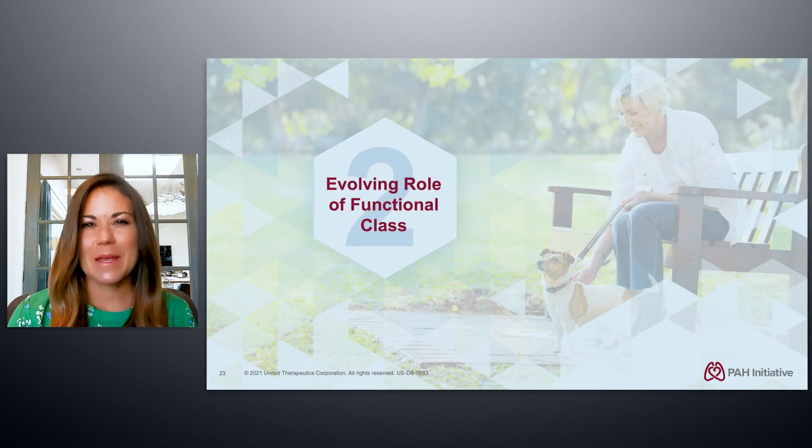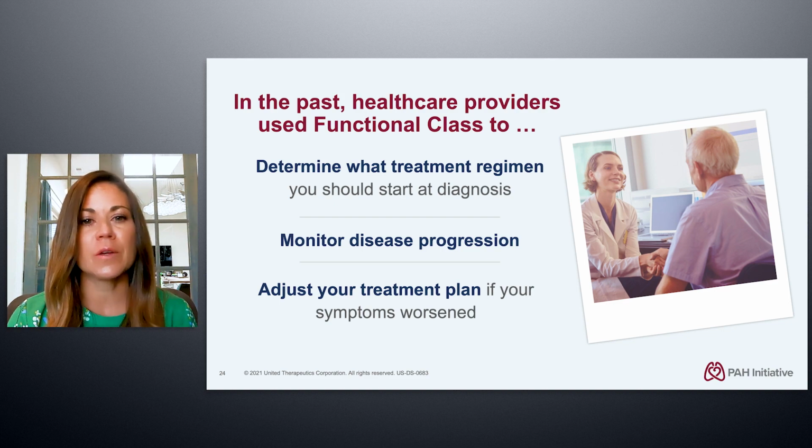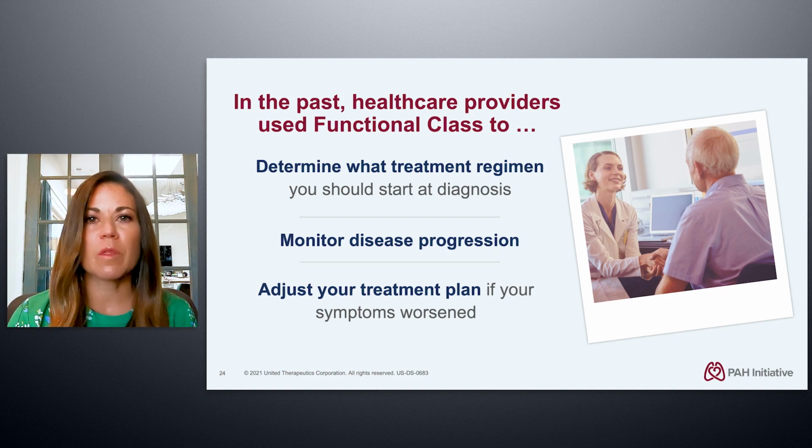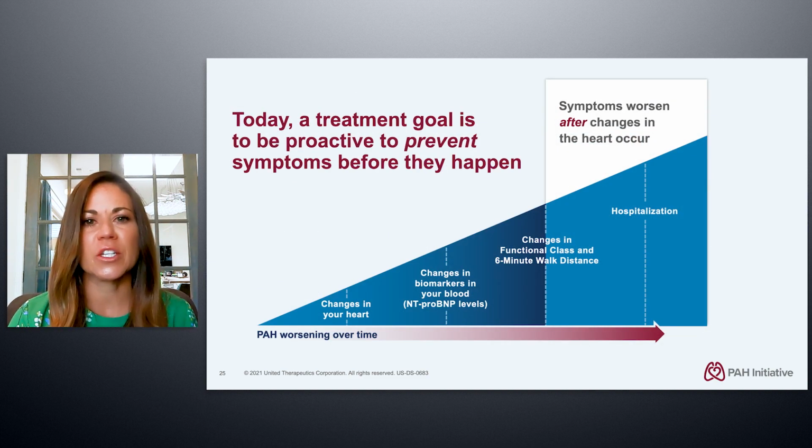All right. So this takes us into the evolving role of functional class. In the past, healthcare providers used functional class to determine what treatment regimen you should be started on after your diagnosis. It also helped with monitoring of disease progression. And often it was when your symptoms worsened that we were adjusting your treatment plan. This is where things have begun to change.